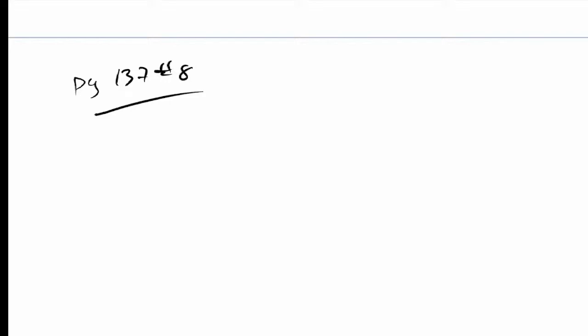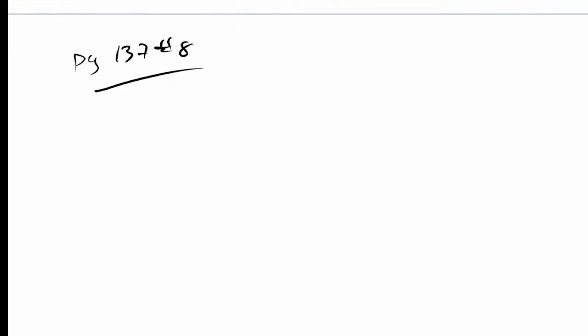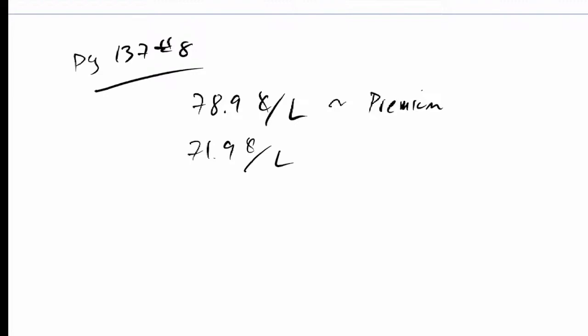Okay, this one here, page 137, number 8, it's a similar idea. What you've got here is gas that sells for 78.9 cents per liter. This is premium gas. And the regular gas is 71.9 cents per liter. And this is your regular gas here. It says to boost sales, middle octane gas is formed by mixing.